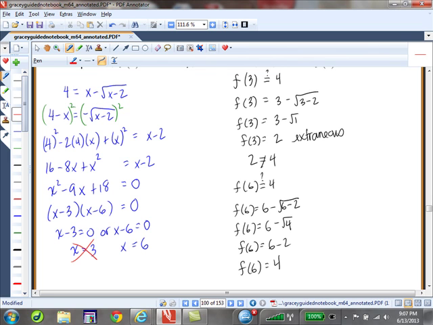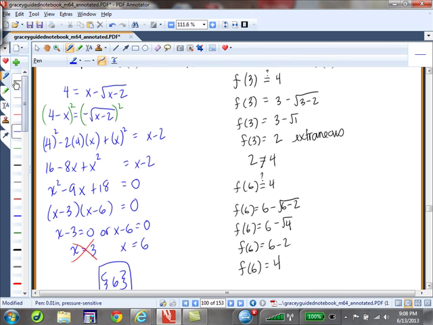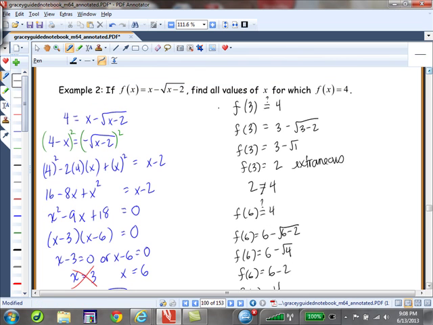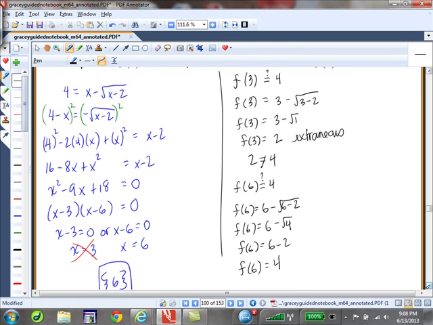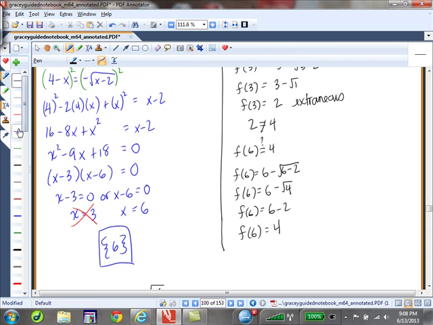We were asked to find all values of x for which f of x was equal to 4. So we'll just go ahead and put it in roster notation. 6 is the only value that works. Okay. So remember, all of this over here was just a check to verify. So this one checked out. This one did not.